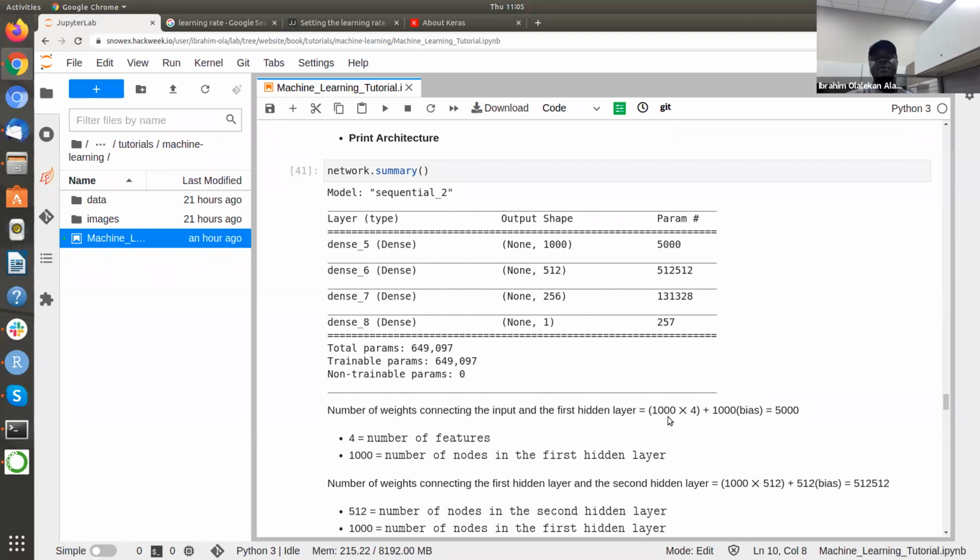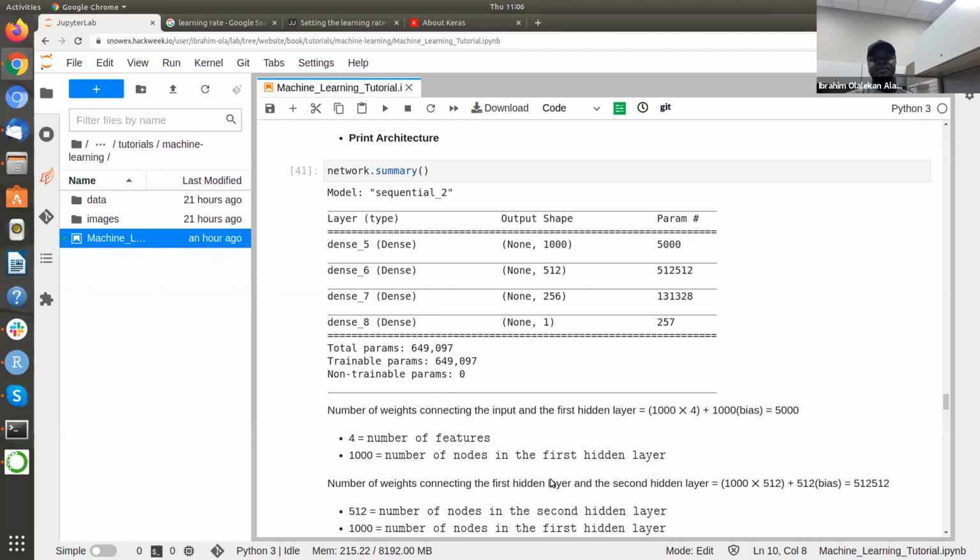So when you multiply 1,000 by 4, you have 4,000. And for each of the nodes in the first hidden layer, they are accompanied by what? By biases. So we have 1,000 of them. So when you add it up, you have 5,000. That is how this was gotten.